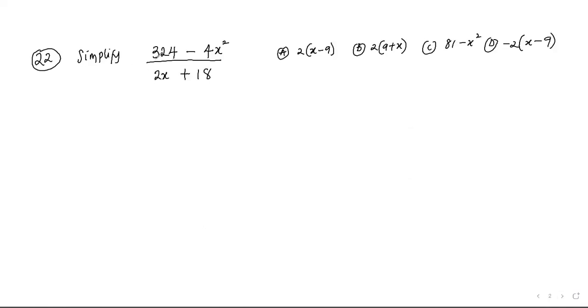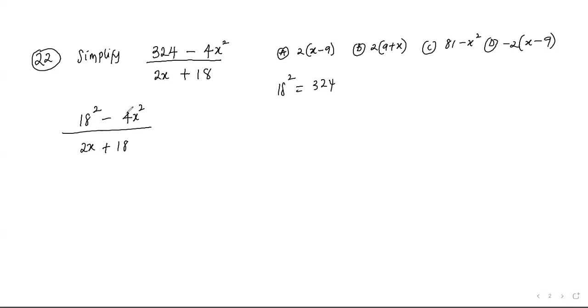Now, question 22 says, simplify. I want to simplify all of this expression here. One thing I want you to have in mind is that when you bring out your calculator, remember I always tell you to have your calculator with you. Already the Jamb will give you a calculator. So this 324 here is the same thing as 18 times 18. So 18 squared is the same as 324. That's what I'm going to do right here. So I'm going to substitute 18 squared for 324 here. So I have 18 squared here minus 4x squared all over 2x plus 18, right?